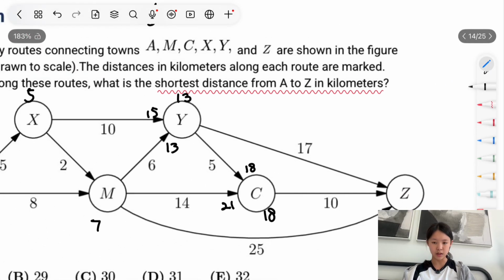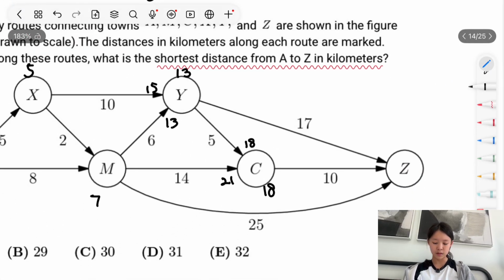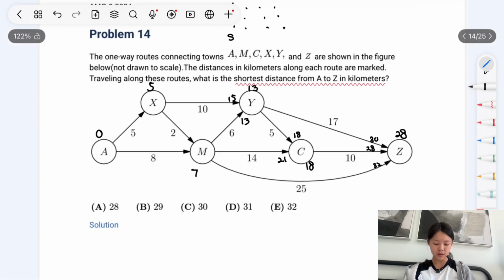And you can do the same again for the final Z. And you get 30 on top and then 28 here, or 32. So the final shortest distance would be 28. So you get the answer A, and you're able to do it relatively quickly.